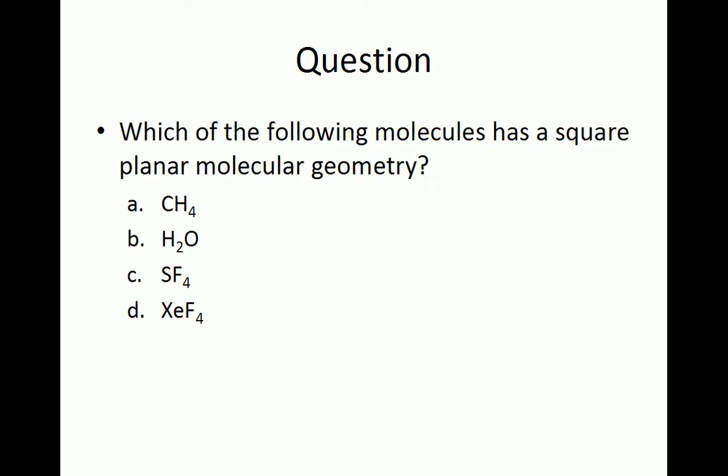Which of the following molecules has a square planar molecular geometry? A. Methane, CH4. B. Water. C. Sulfur tetrafluoride. D. Xenon tetrafluoride.